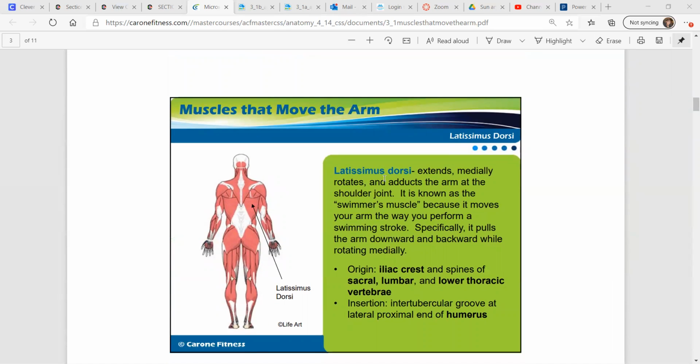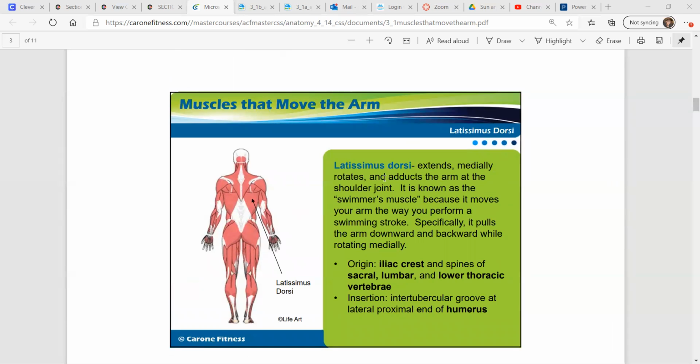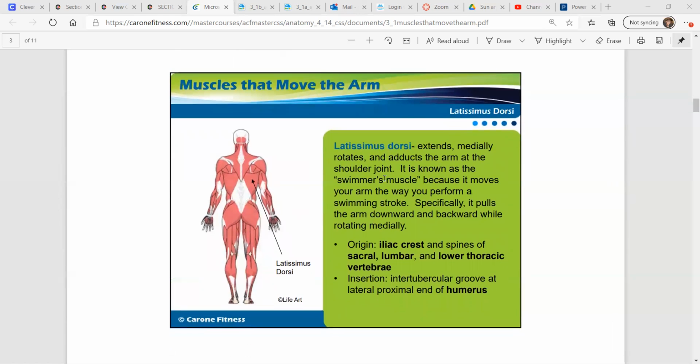And then your lats, so on the back of your body, your latissimus dorsi extends, medially rotates, and adducts the arm at the shoulder joint. It's known as the swimmer's muscle because it moves your arm the way you perform a swimming stroke. So if you've ever swam before, when you're paddling or doing more of a swimmer's stroke, you'll be pulling the water in a motion that engages your latissimus dorsi. Your back is engaging, and you're pulling the water as you're swimming.